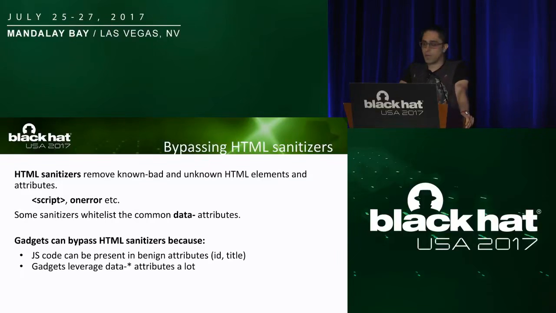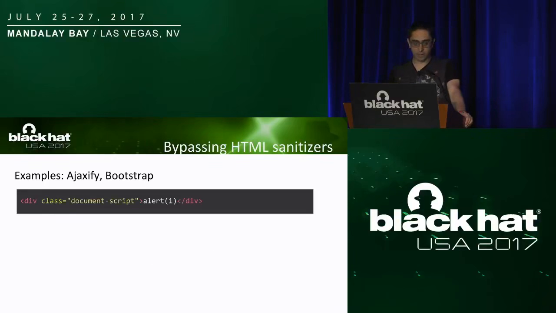Gadgets, we found, are really useful in bypassing HTML sanitizers for two reasons. First of all, this JavaScript code that we want to execute can be present in those benign attributes, like ID or title or other attributes, as you will see soon. And the second reason is that the gadgets very often leverage the data attribute value. So you actually put parts of the payload or parts of the code into data attributes. And the frameworks themselves do the heavy lifting of upgrading it and actually executing that payload, transparent to the HTML sanitizers. So a couple of examples.